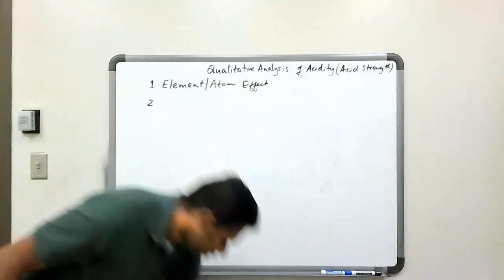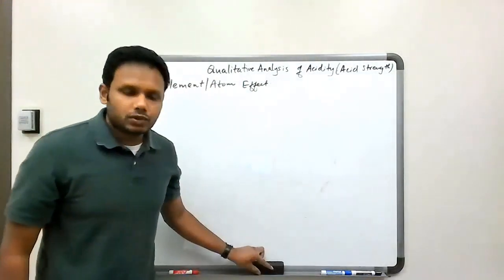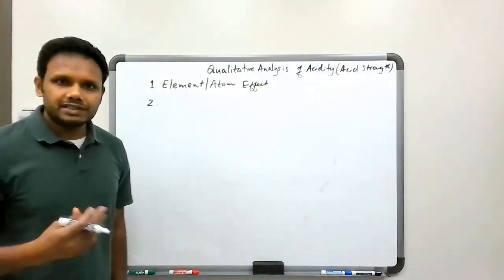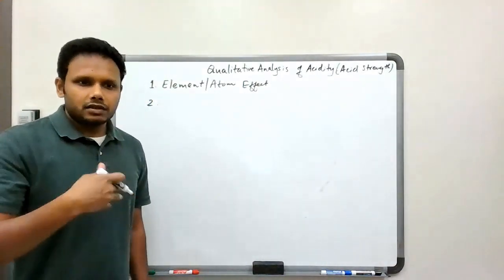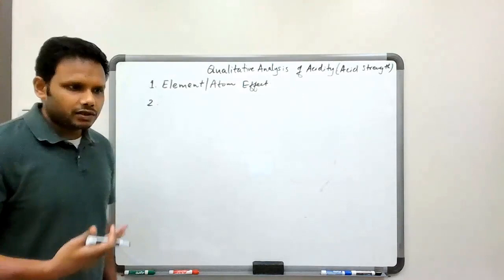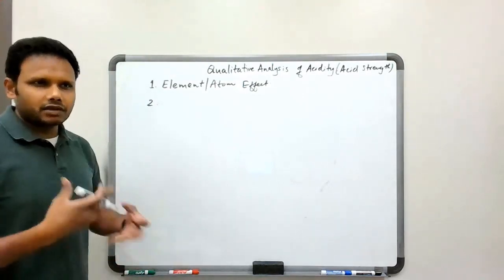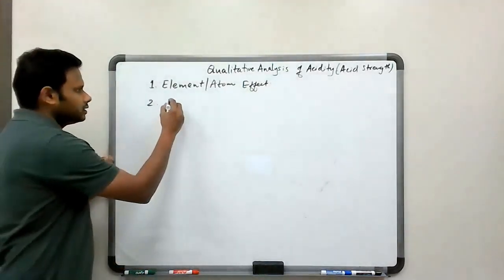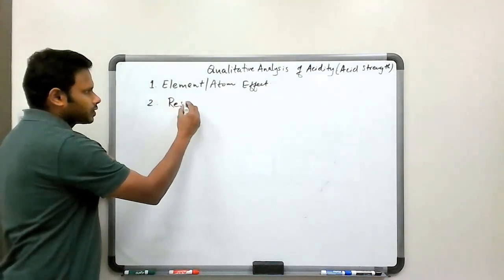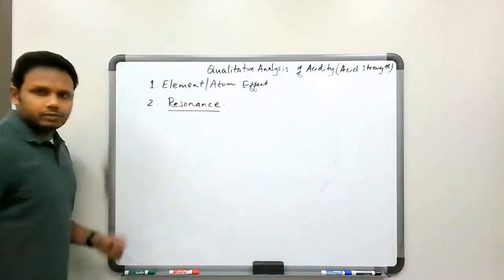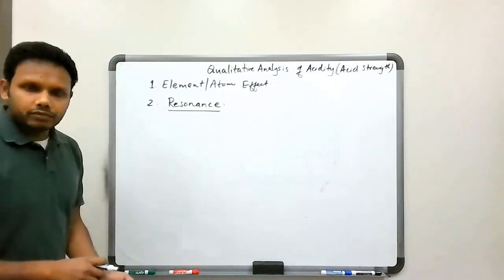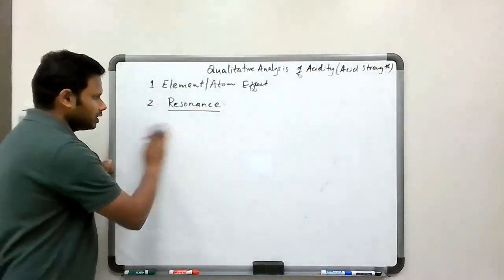The second factor which is crucial in determining the stability of a conjugate base, and thus determining the acidity of an acid or the relative strength of an acid, is resonance. So how would resonance explain this? Let's choose some examples to go through this.